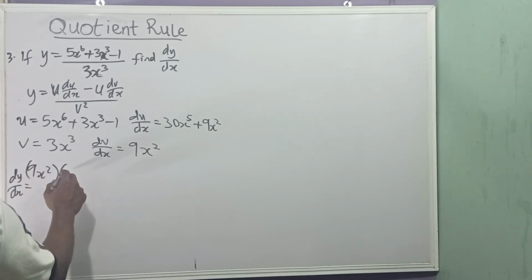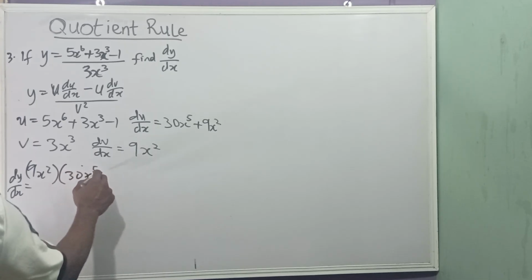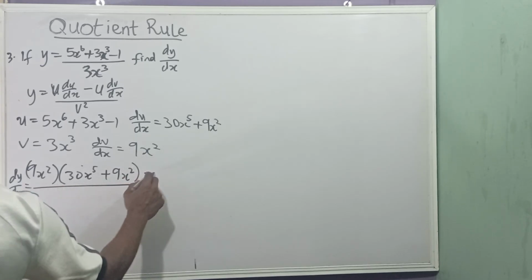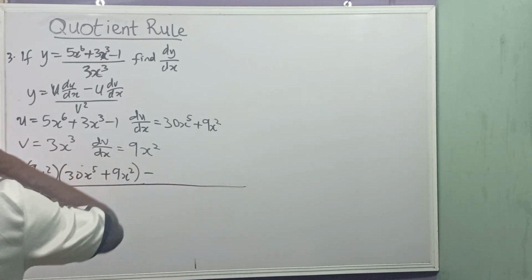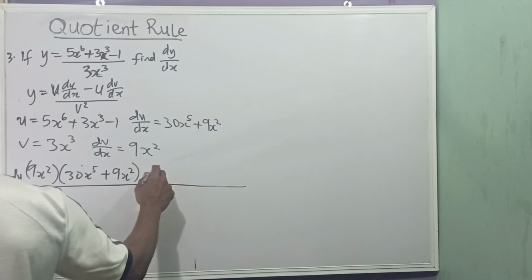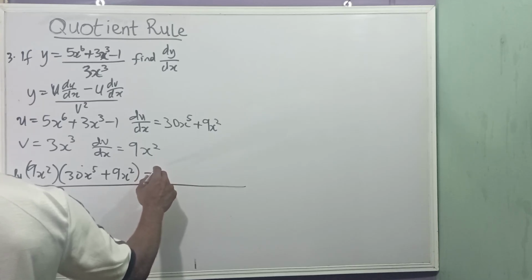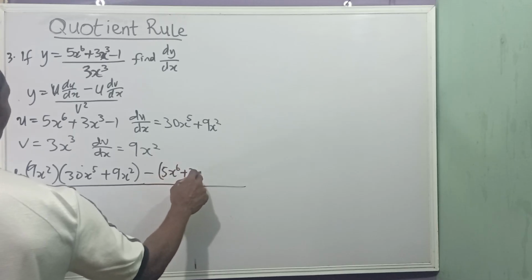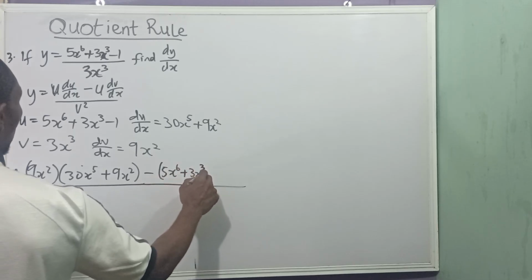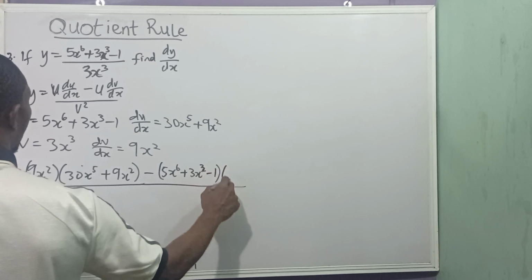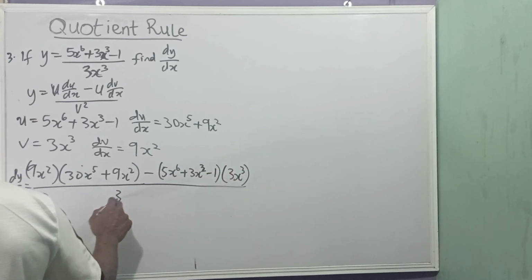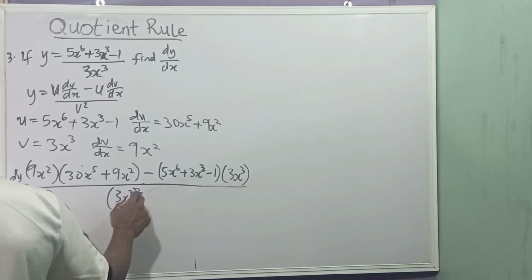times 30x raised to the power 5 plus 9x raised to the power 2, minus u, which is 5x raised to the power 6 plus 3x cubed minus 1, times 3x cubed. Okay, and that v squared will be 3x cubed all squared.